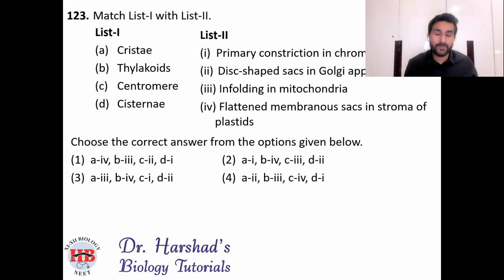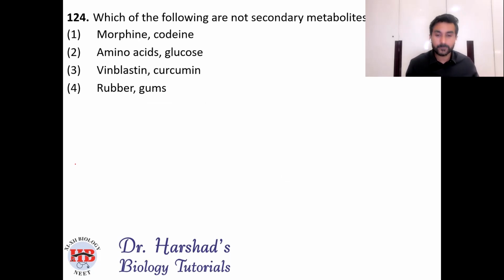Again, a straightforward match the column, or rather an easy match the column. We all know cristae are infoldings of the mitochondria. So option A would be 3. Thylakoids are flat sac-like structures found within the plastids. So B would be 4. Centromere is the narrowing, a primary constriction of the chromosome. Cisternae are parts of the Golgi apparatus. So D would be 2. So A3, B4, C1, D2. The answer would be option number 3.